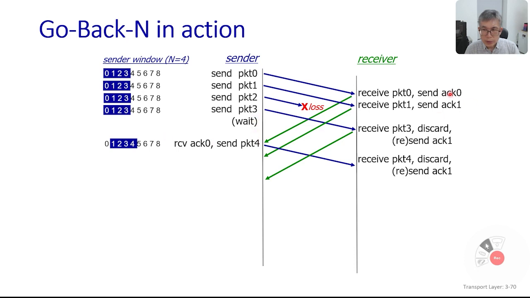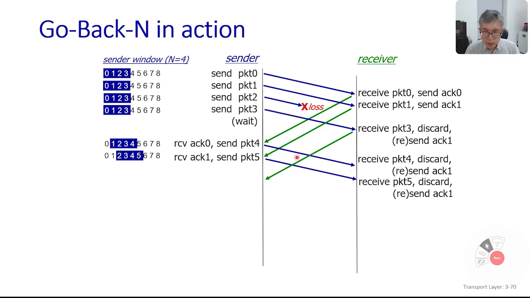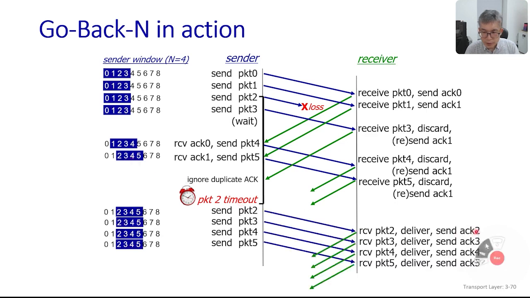So just acknowledge the received ones and then wait. Okay, for 0 and 1, being acknowledged, the sliding window is moved to the right. However, packet 3 is discarded and the receiver just sends a duplicate ACK, indicating packet 2 is lost, okay? Before receiving this duplicate ACK, packets 4 and 5 are transmitted, and the duplicate ACK is ignored and packets 4 and 5 are discarded because packet 2 is not received yet, okay? Packet 2 timeout happens, and then packets 2, 3, 4, 5 are retransmitted, okay? And then 2, 3, 4, 5 are acknowledged. This is the action and behavior in Go-Back-N.